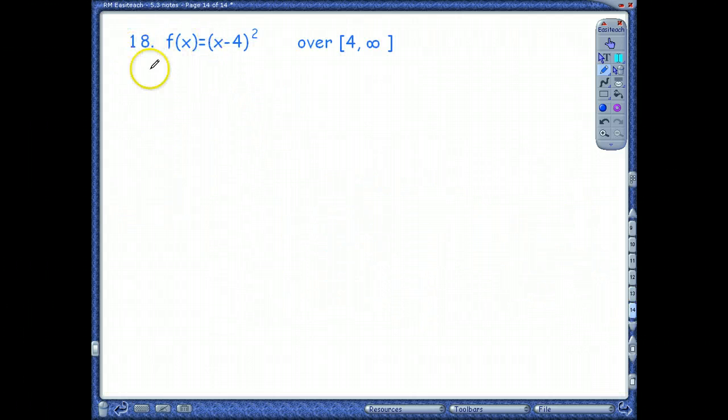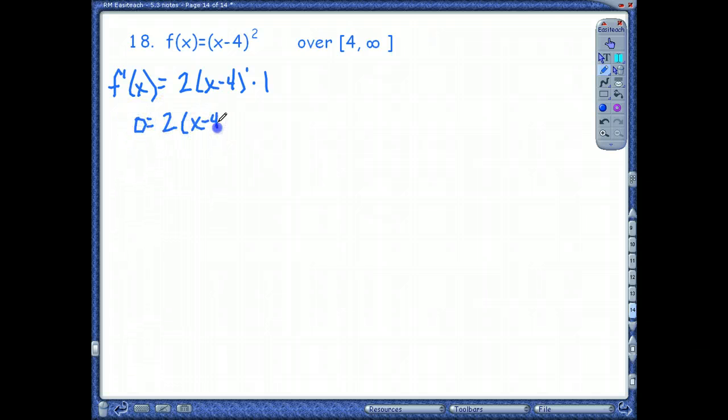All right, so 18 here, when I look at x minus 4, quantity squared over my interval, I'm going to find my derivative using the chain rule, so that's going to be 2 times x minus 4 to the 1 power times the derivative of what's inside. So I'm going to find my critical points. Now, my critical point, that was my phone in case you heard that. My critical point is at x equals 4.